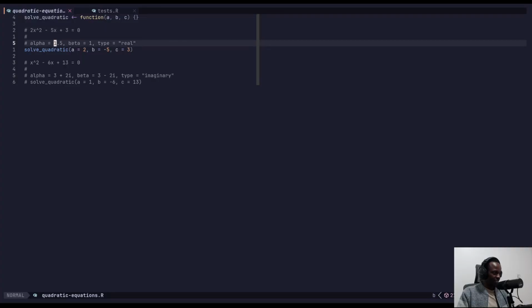The first one, as you can see in this example, is going to be alpha, the first solution for x. Then we have beta, the second solution. And then I prefer returning, this is optional, but I want my function to return a type. So tell me, are the roots that you have given me real or imaginary? Yeah, so that's basically it. So let's start the implementation.